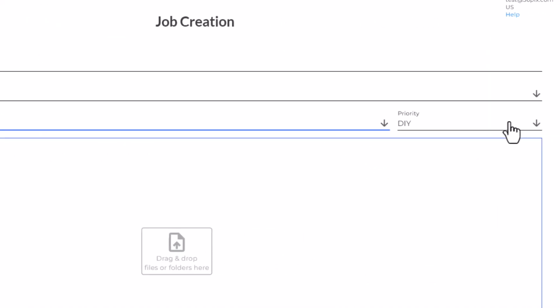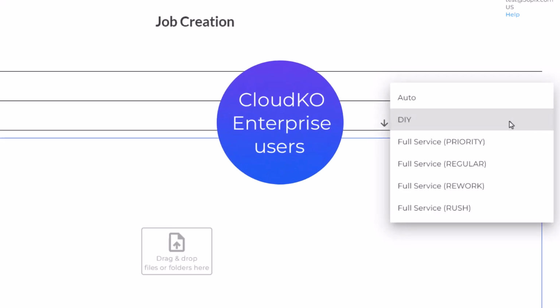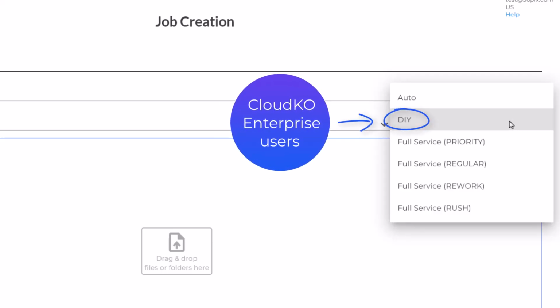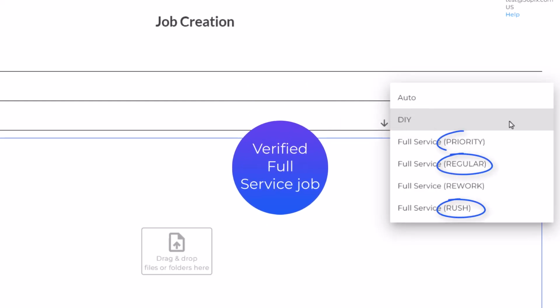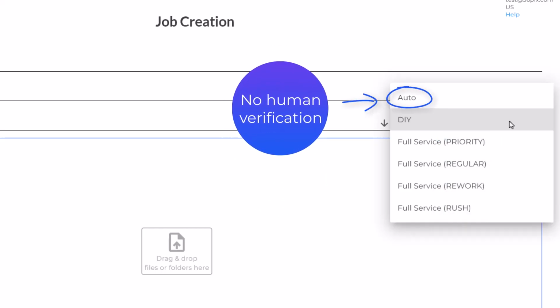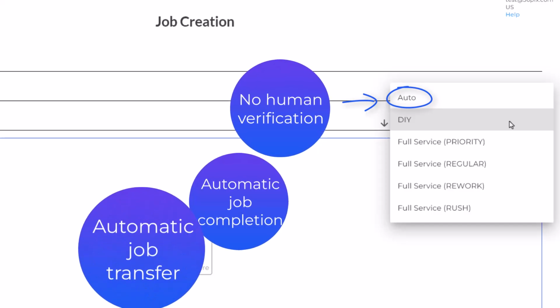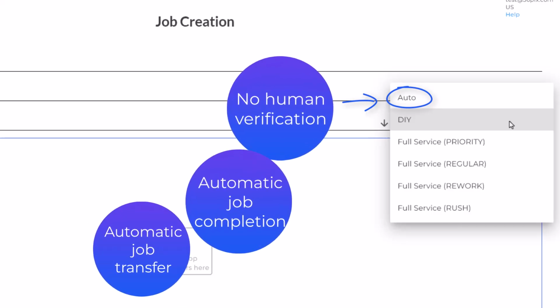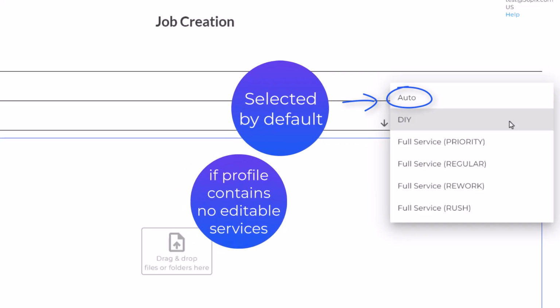Now select a priority for your job from the Priority drop-down. If you are a CloudKO Enterprise user, select DIY for the job priority. If you are sending the job as a verified full service job, select either Regular, Rush, Priority, or Rework. Choose Auto if you do not want any human verification in CloudKO. You will receive the AI results without any additional edits applied to the images. The Auto Priority will be selected by default if the profile selected contains only services that are not editable in CloudKO.